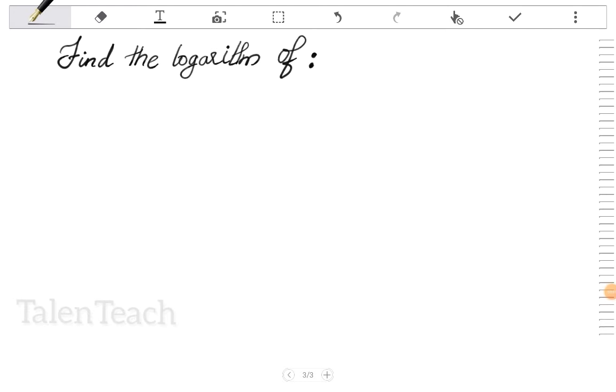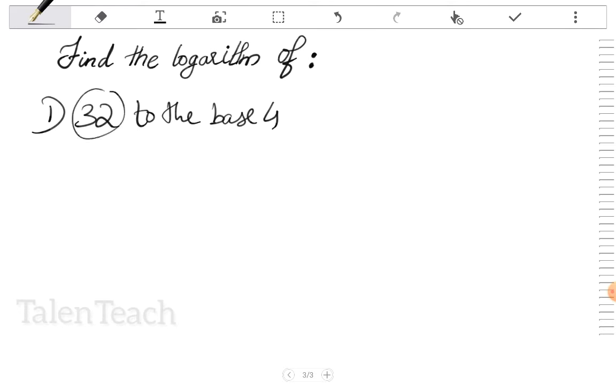How to find the logarithm or the power when the number and the base are given. So let's see one question: log of 32 to the base 4. Here 32 is the number and 4 is the base. We have to find the logarithm, the power, which is not given.